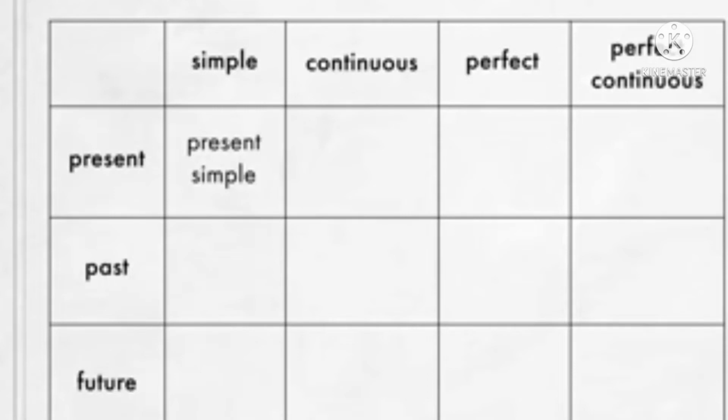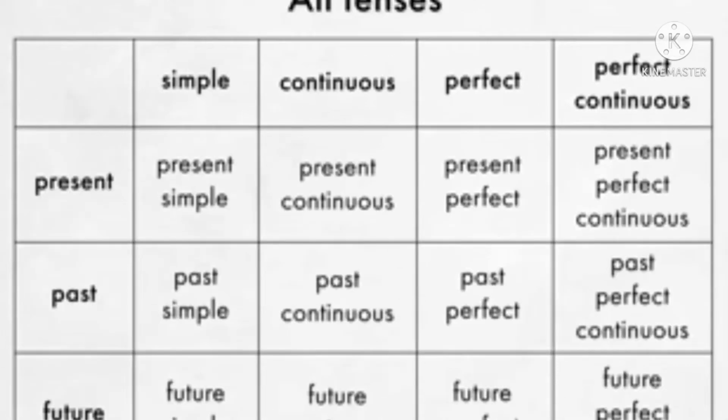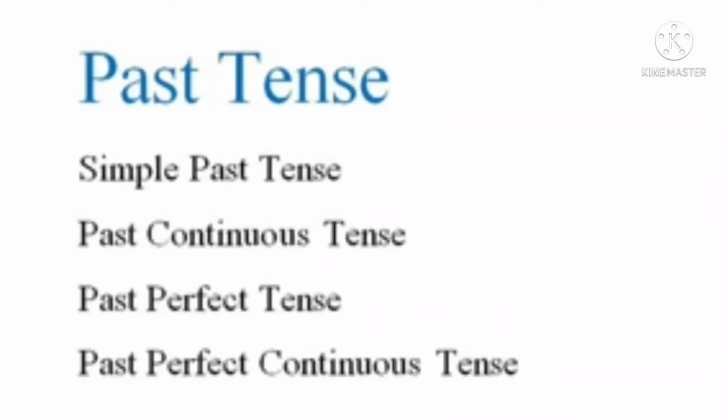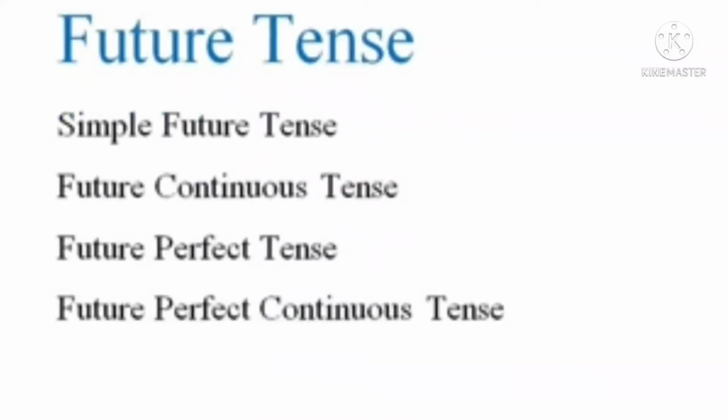That is simple present tense, present continuous, present perfect and present perfect continuous, simple past, past continuous, past perfect and past perfect continuous tense, simple future, future continuous, future perfect tense and future perfect continuous tense. We are going to discuss all of these in this lesson. So let's begin with the first tense, the present simple.